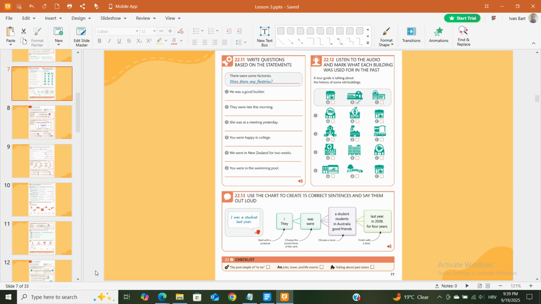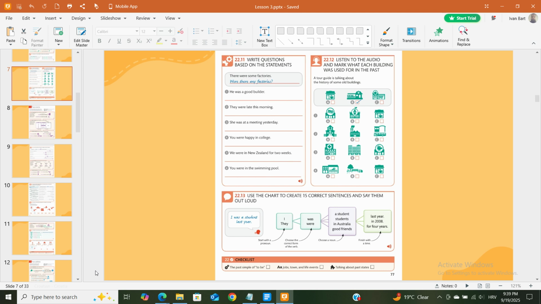22.12 Listen to the audio and mark what each building was used for in the past. A tour guide is talking about the history of some old buildings. They were late this morning. She was at a meeting yesterday. You were happy in college. We were in New Zealand for 2 weeks. You were in the swimming pool.